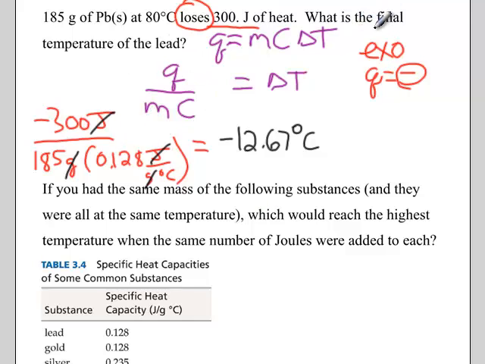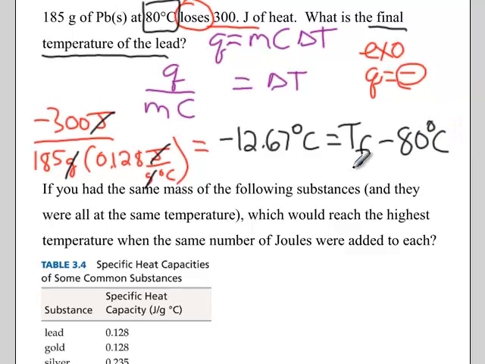But the question was asking, what is the final temperature of the lead? This was delta T, which is equal to T final minus T initial, and the initial temperature was given as 80 degrees. So we plug in 80 degrees Celsius for the initial. Now we solve for the final temperature. And if you add 80 to both sides, you get a final temperature of 67.3 degrees Celsius.